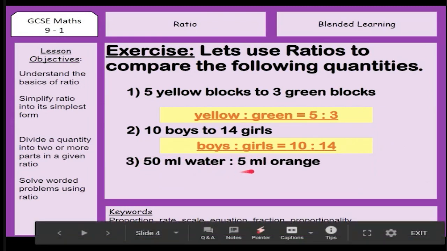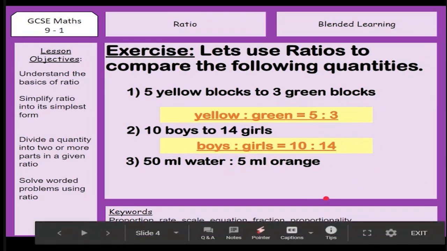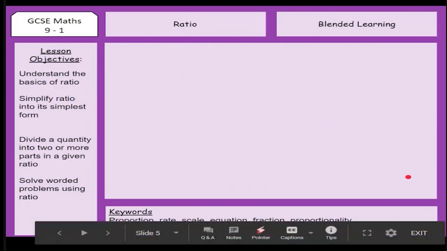50 milliliters of water to 5 milliliters of orange. Again, water comes first, then the orange. It doesn't matter that the milliliters, all that matters is that it's the same unit of measure. So they're both millilitres. So we would have water to orange, 50 to 5. Okay. Now we know how to do that.